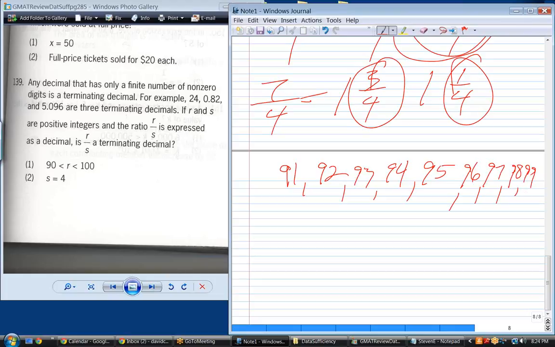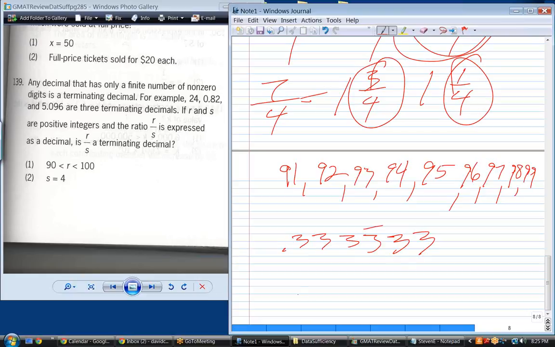Yeah, you don't know what S is. For example, if you divided 93 by, say, 9, you get 10 and 1/3. Well, 1/3 would be a repeating number. Right. That's a terminating decimal. 0.3333 is terminating. Why is that terminating? Doesn't it keep on going? It does, but it's all the same. It's forever 3s.